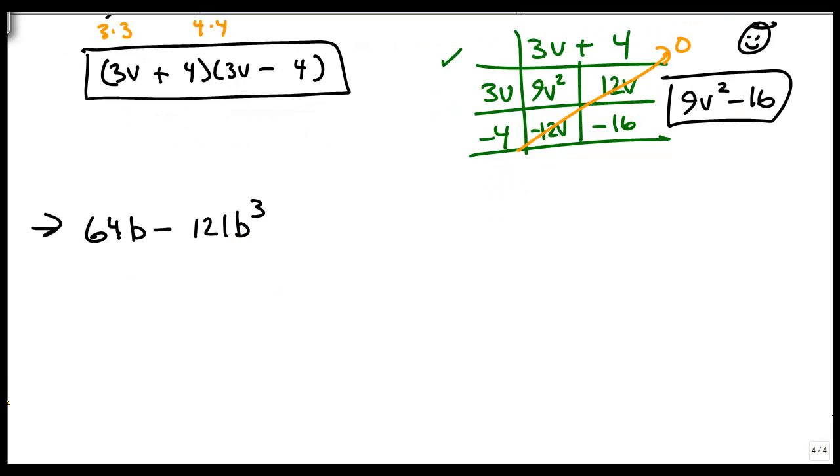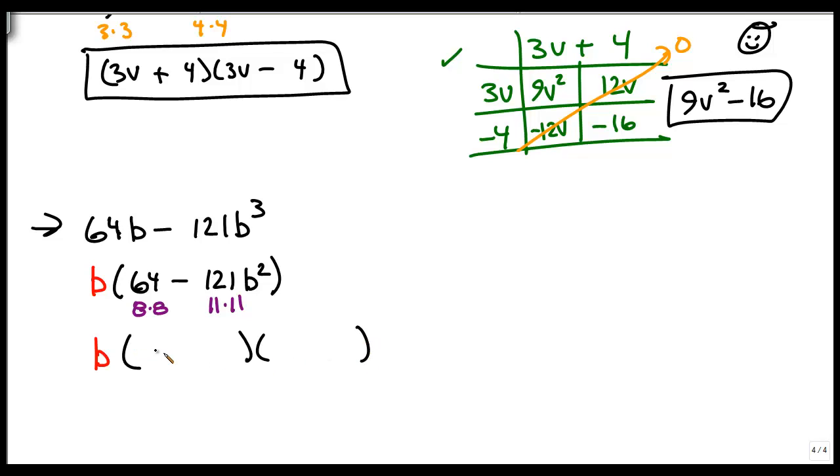Okay, this is a doozy. Okay, first of all, on this one I see a GCF right away. I notice that there's a b that's in common for both of these. So I'm going to go ahead and factor out that b. I'm left with 64 minus 121b squared. Now 64 is a perfect square, it's 8 times 8. 121 is a perfect square, it's 11 times 11. So this is going to factor into 8's in my front positions and 11b in my last positions. And my signs will alternate like a conjugate.